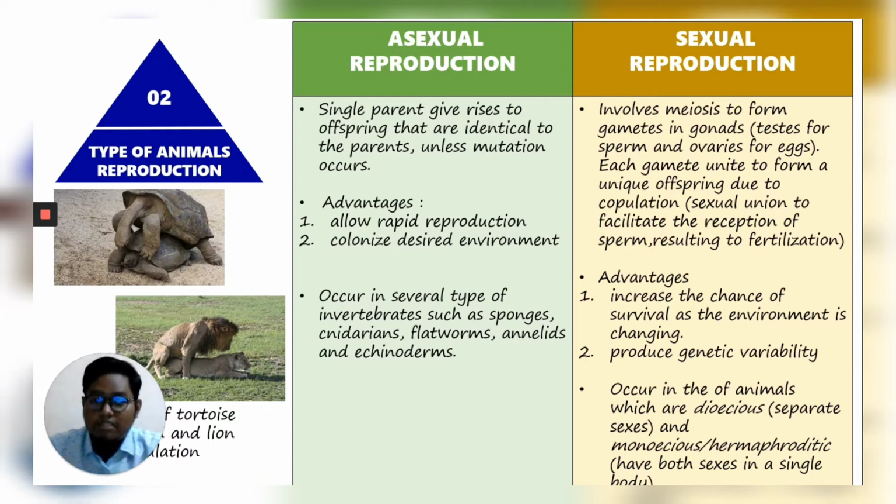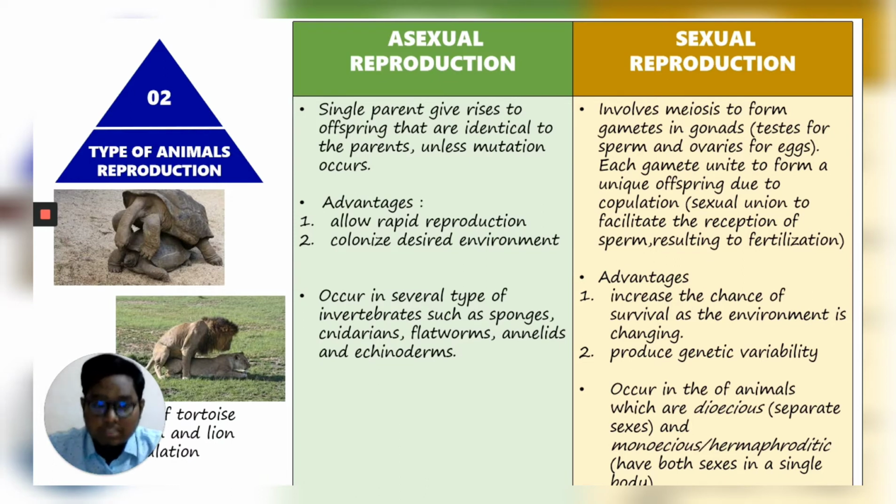I can give you an example. For example, the fungus Rhizopus stolonifer, or black bread mold, can colonize a bread at a very fast rate. Other than that, asexual reproduction also occurs in several types of invertebrates such as sponges, cnidarians, flatworms, annelids, and also echinoderms. So let us move on to sexual reproduction.